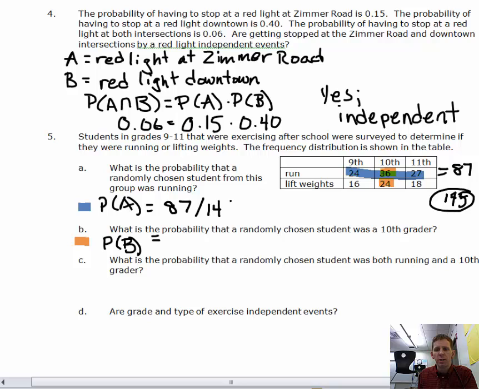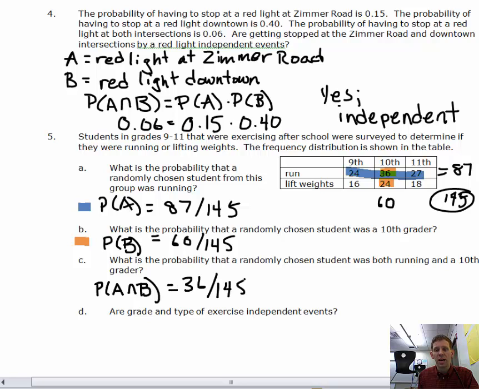For part B, what we need to know is how many 10th graders there are. And if you add this column of entries together in the 10th grade column, you get 60. The probability a randomly chosen student was a 10th grader is going to be 60 out of 145. And then for part C, the probability that a randomly chosen student was both running and a 10th grader, we're looking for the intersection or the overlap, the probability of A and B, or the probability of A intersect B. And that's these 36 kids that are both runners and 10th graders, 36 over 145.